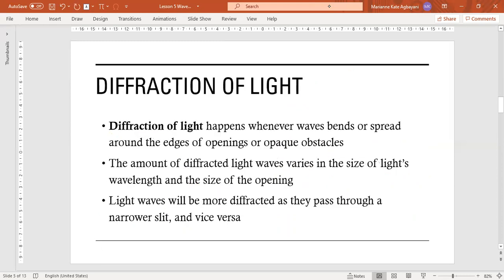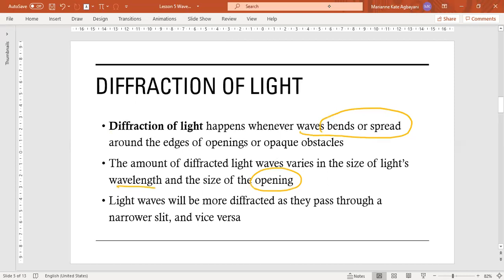Okay, now let's proceed with the diffraction of light. Diffraction of light happens whenever waves bend or spread. Take note, waves bend or spread around the edges of an opening or opaque obstacles. The amount of diffracted light waves varies with the size of the light's wavelength and the size of the opening. These are the two factors that affect the diffraction of light.